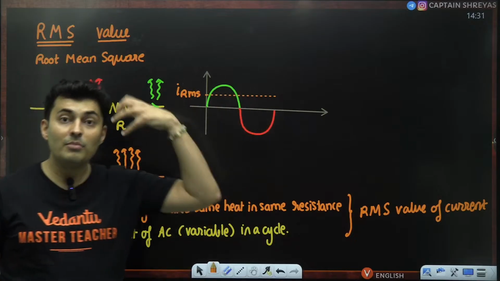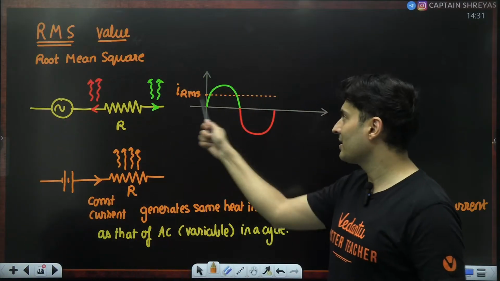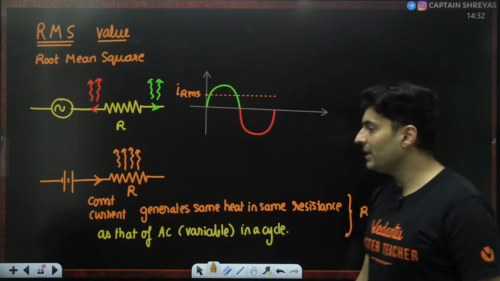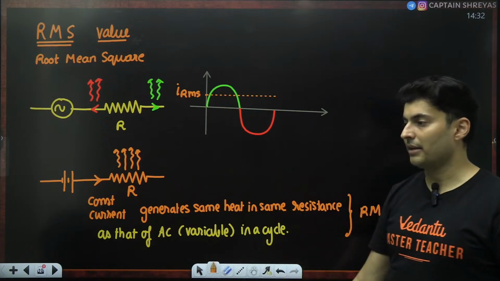Forget the formula, I have not even come to the formula. The meaning of the RMS current is that constant current which generates the same heat by DC as that generated by a variable alternating current.